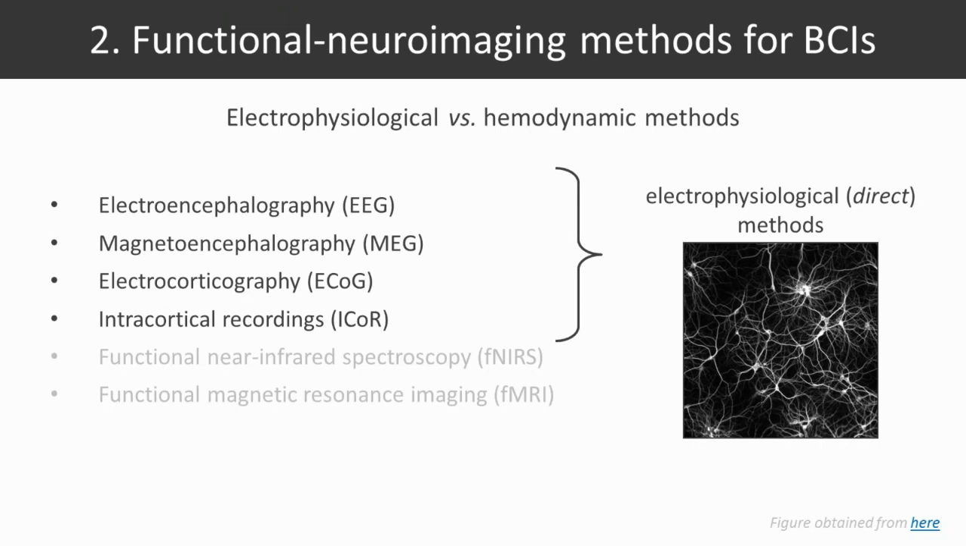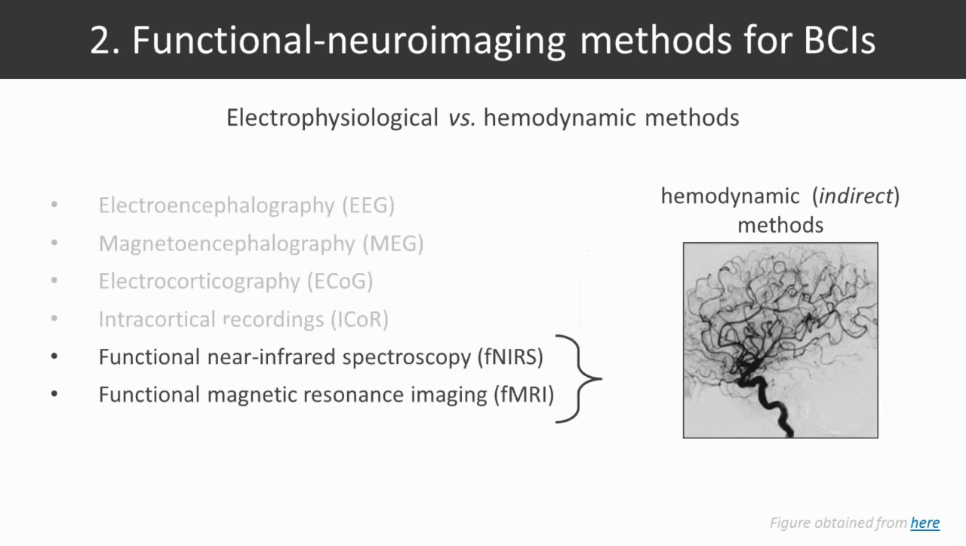Okay, now let's switch to the second point, functional neuroimaging methods for BCIs. Actually, there are two different sections, I told you already. The first section is called measuring electrophysiological signals. Therefore, it's the electrophysiological methods or direct methods because we really measure signal coming from the neurons. And these techniques are electroencephalography, magnetoencephalography, electrocorticography, and intracortical recordings. The two last are invasive techniques.